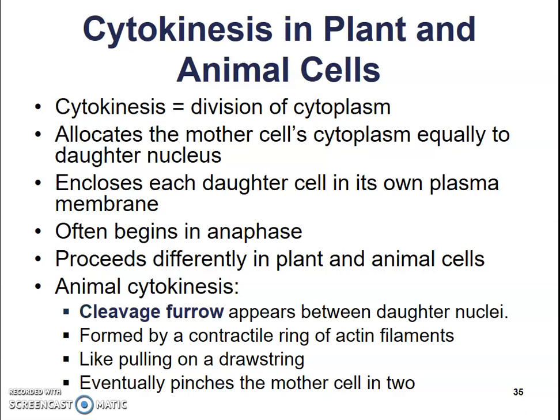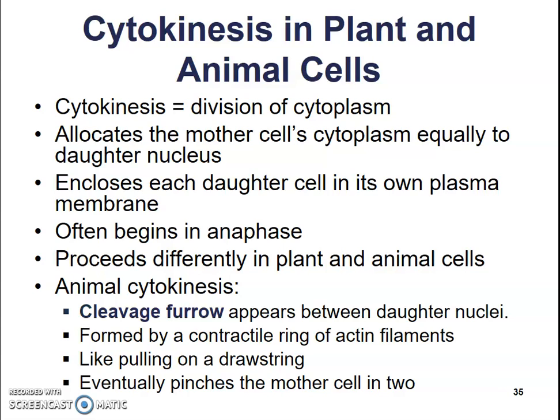Cytokinesis simply means the division of the cytoplasm, and it makes sure that there's the same amount of cytoplasm in both of the daughter cells. This is when each daughter cell is enclosed in its own plasma membrane, and it often starts during anaphase. It proceeds a little bit differently in plant cells than in animal cells. In animal cells, it's very simple. It's like pulling apart one big piece of Play-Doh into two smaller ones.